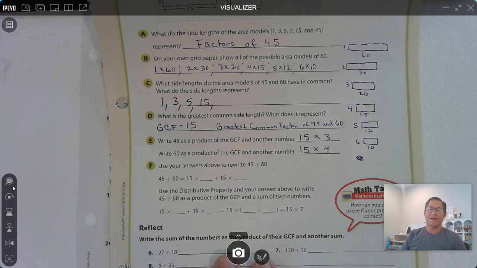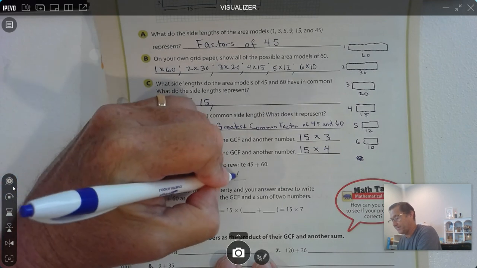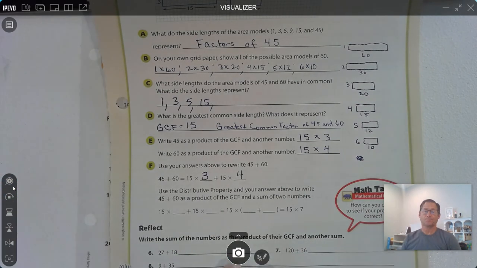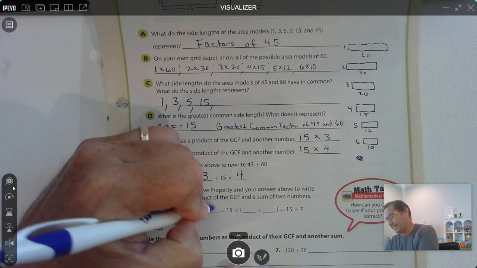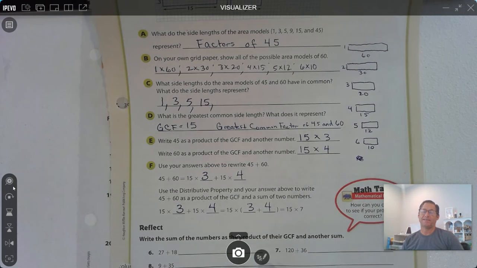So how can we rewrite 45 plus 60? Well, we can rewrite it as 15 times 3 plus 15 times 4. And we can rewrite this again using the distributive property to write it as a product of its greatest common factor and the sum of the two numbers. So 15 times 3 plus 15 times 4 is the same as saying 15 times the sum of 3 and 4, which would be 15 times 7.